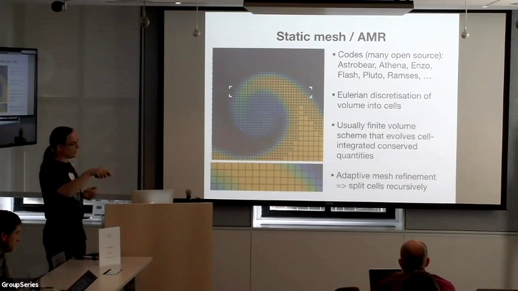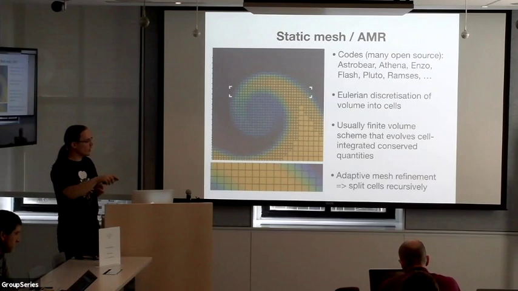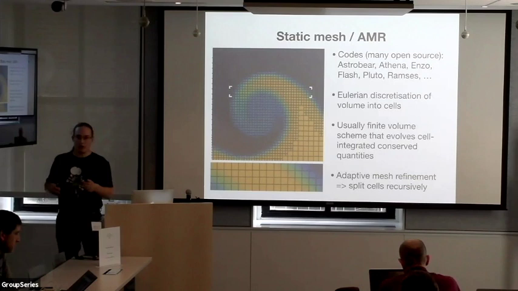So this is a finite volume scheme. Usually, you implement what's called a finite volume scheme. So in the volume of the cells, you track conserved hydro quantities, the mass, the momentum, and the total energy, and then you evolve them with Riemann solvers by calculating for every time step how much of this conserved quantity flows from one cell.